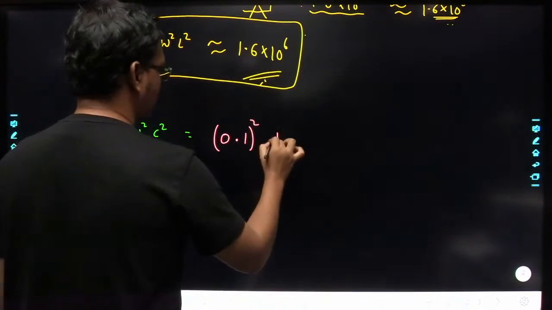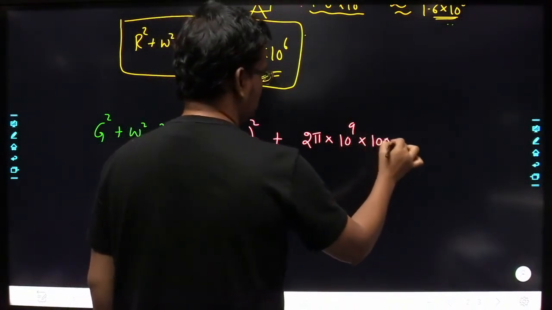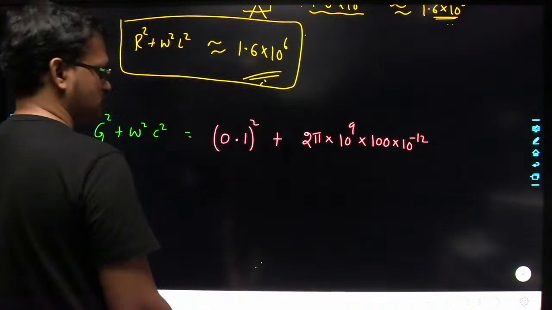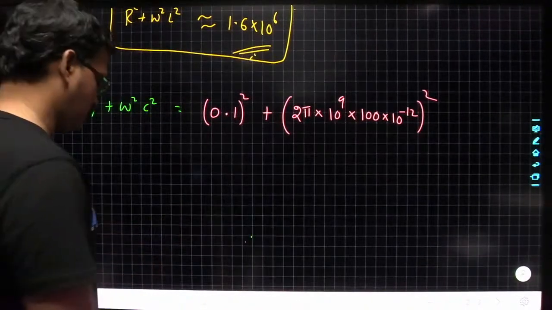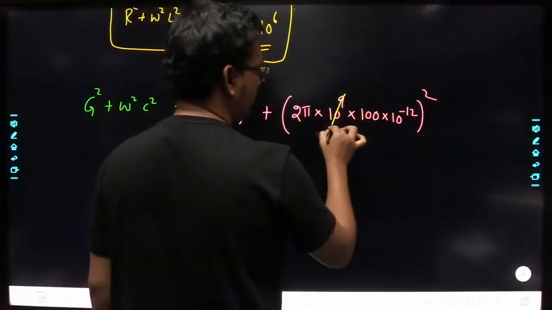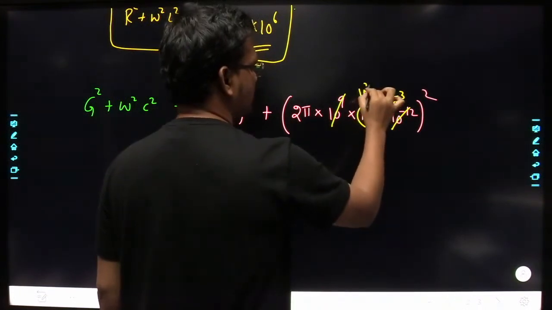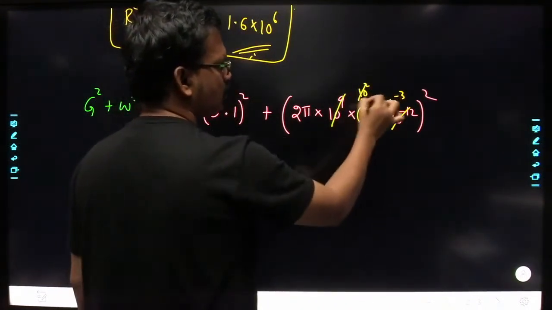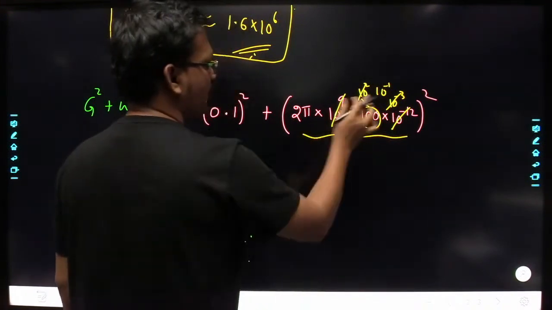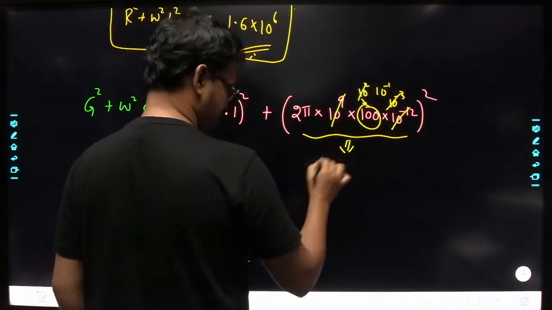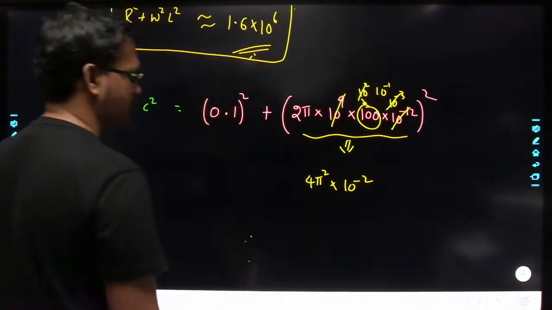So 0.1 whole square plus omega, where omega is 2 pi into f, that is 10 power 9, and C is 100 picofarad, that is 100 into 10 to the power of minus 12, whole square. So this is (omega C) whole square. Here 10 power 9 and 10 power minus 12 give 10 power minus 3. I can write 100 as 10 square, so 10 square into 10 power minus 3 gives 10 power minus 1. So you get 2 pi into 10 power minus 1 whole square, that is 4 pi square into 10 power minus 2.